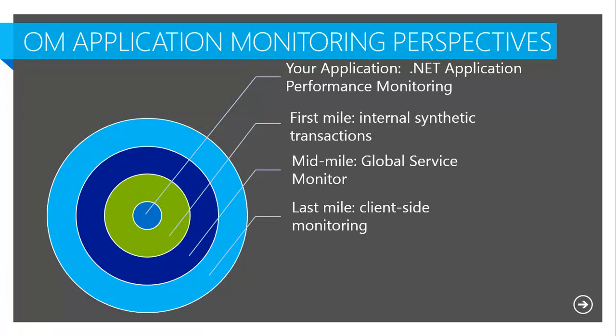Let's talk about application monitoring perspectives in Operations Manager. If you think of your application as a center, application performance monitoring lives right next to it. And it views your application in a very zoomed in way. It views your application as lines of code. It views your application as specific objects or methods or namespaces. And this is the kind of information that .NET application performance monitoring provides you.